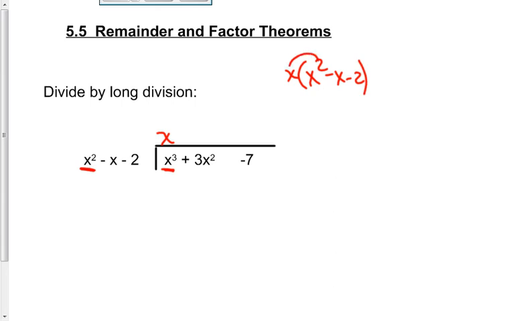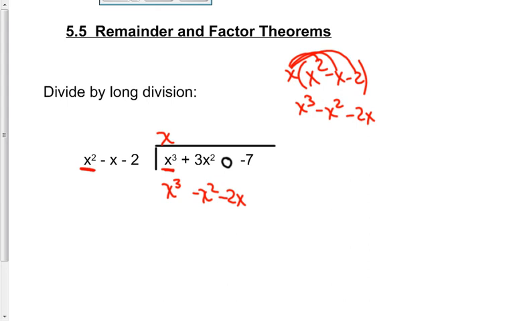That's what you need to do a distribution with. X times x squared is x to the third. That x to the third goes underneath the other x to the third. X times negative x is negative x squared. That will go underneath our other x squared term. And x times negative 2 is negative 2x. I'm going to put that in here, negative 2x, but do you notice that I don't have a plain x term underneath my divide symbol? You can assume that that's a 0.